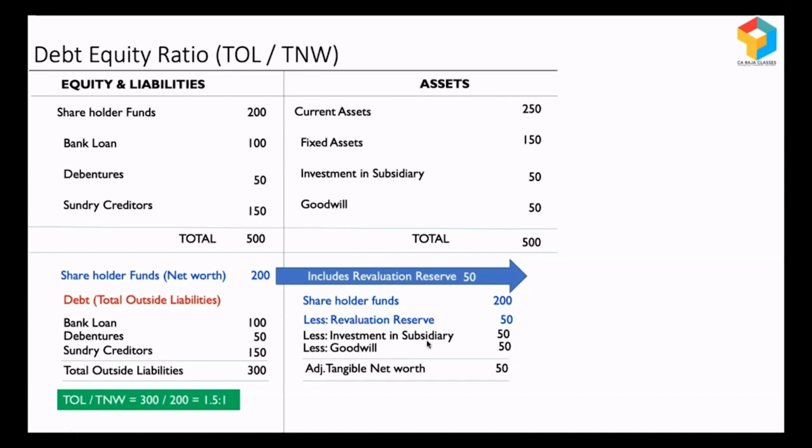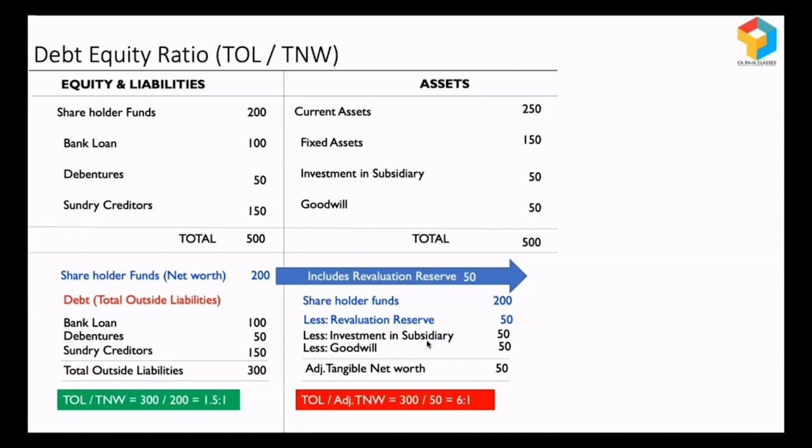Okay, now let us calculate this modified debt equity ratio. We know debt is 300. We'll take debt, that is TOL, in the numerator, and in the denominator, instead of net worth, we'll have adjusted tangible net worth. So 300 by 50, and the ratio is 6:1. So look at the difference. TOL by TNW is 1.5:1. It looks like a wonderful ratio, but if you want to see the real face of it, you have to go deeper, and here you can see TOL by adjusted TNW is 6:1.